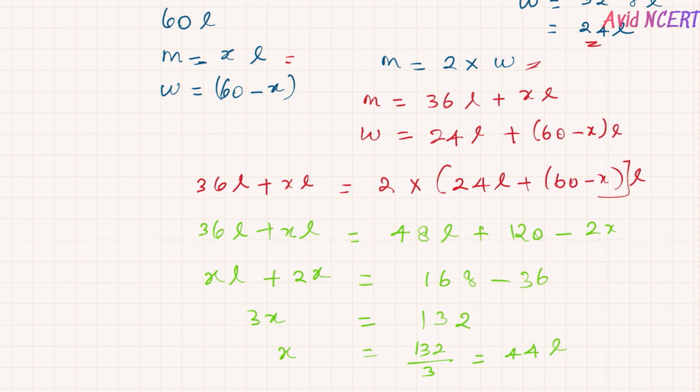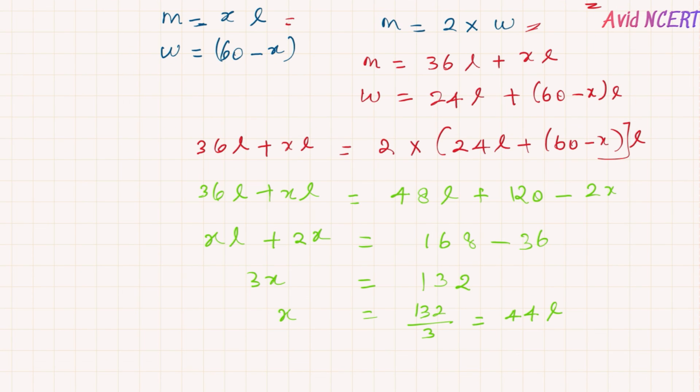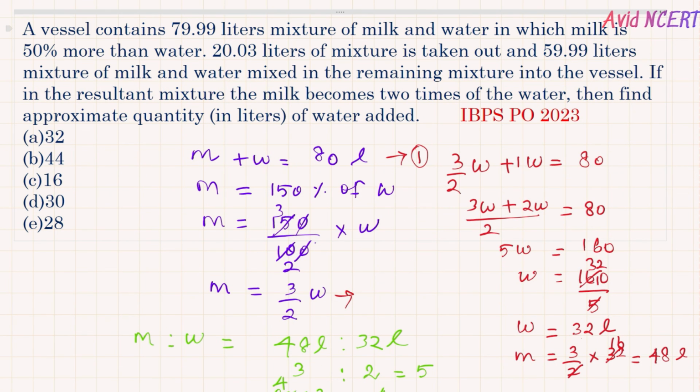So X is the milk. The milk added here is 44 liters, that is X. We have got it. Therefore, water equals 60 minus 44, which is 16. So the amount of water added is 16 liters. The question asks us to find the approximate quantity in liters of water added, which is 16.